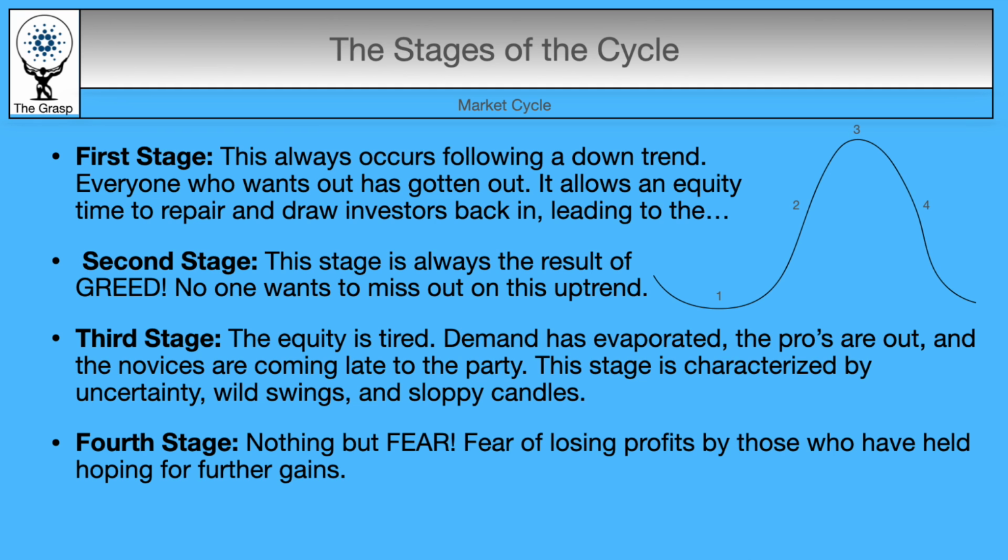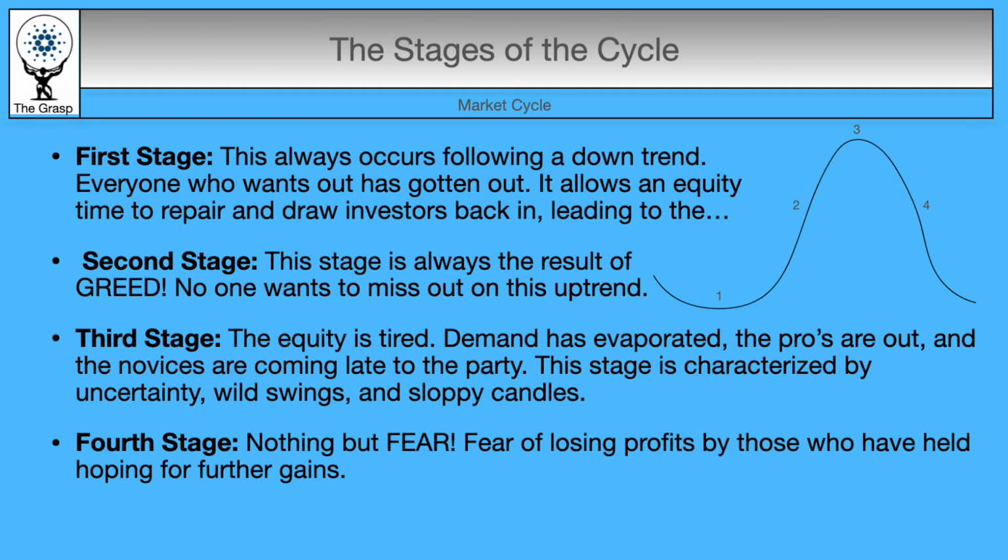The first stage always occurs following a downtrend. Everyone who wants out has gotten out. This is a time of repair, and it allows investors time to get drawn back into the cycle itself, leading to, of course, the second stage. This is the greed stage. This is the stage where no one wants to miss out and a solid uptrend is put into place.